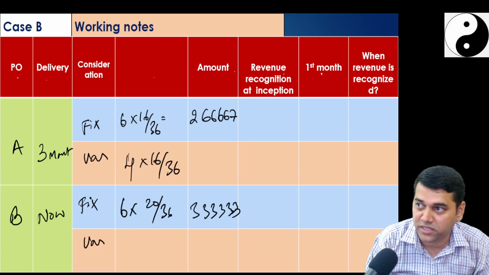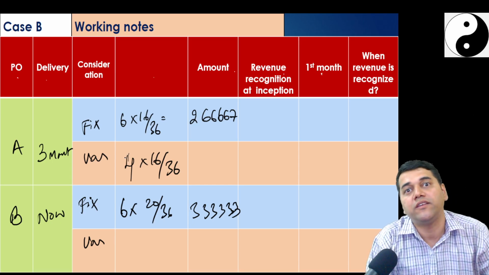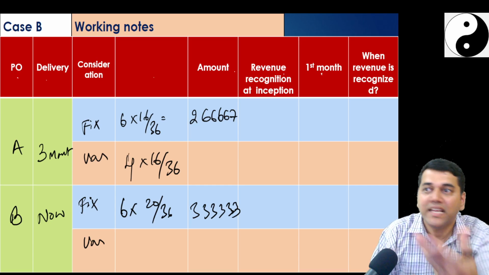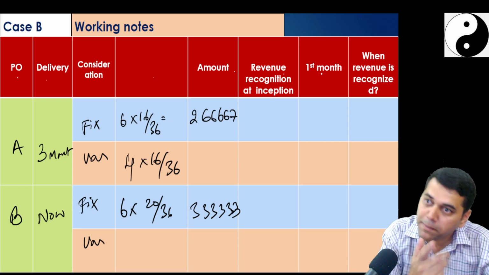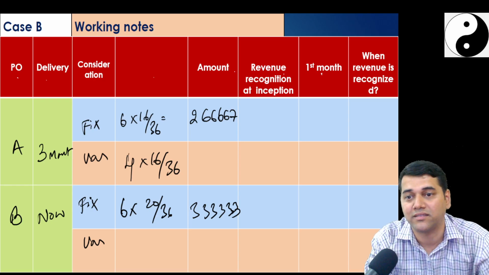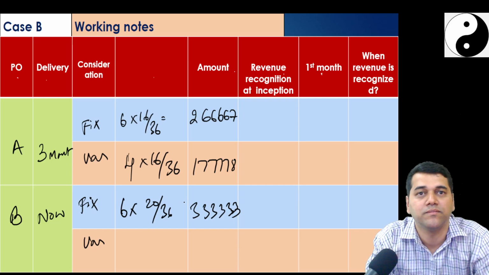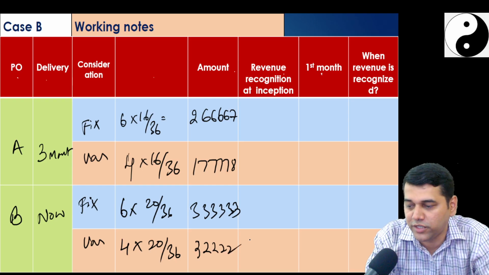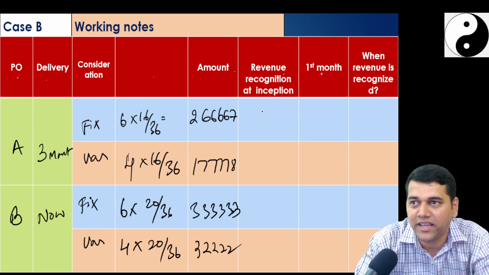Since it is sale or usage based, I don't pass any entry on day 1 for the estimated 30 lakhs. Why? Because sale didn't happen, only transfer happened. Now when the sale happens at the end of the first month, should I pass any entry? Yes, out of how much? 4 lakhs. So I will take 4 lakh into 16 by 36, 1,77,778. And how much will I give to B? 4 lakh into 20 by 36. So you have got 2,22,222.